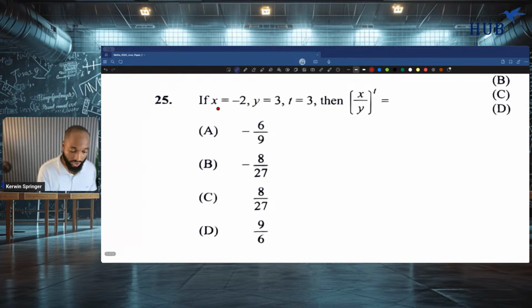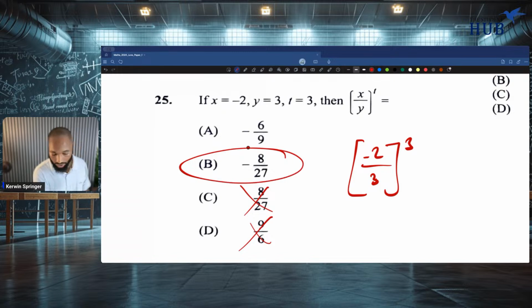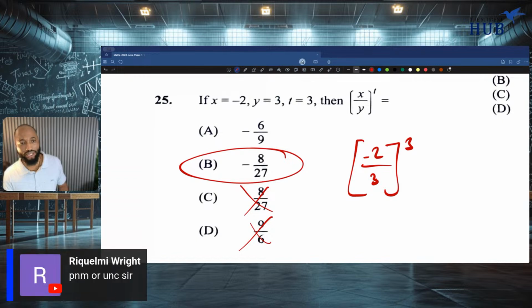I want to finish. So x is equal to negative 2, y is equal to 3, t is equal to 3. Substitute everything here. Negative 2 divided by 3 to the power of 3. This means multiply all of that by itself 3 times. So we know it's going to be negative if it's to the power of 3 because it started off negative. So this will go 2 by 2 by 2, so that's 8. 3 by 3 by 3, so that's 27. Answer is B.